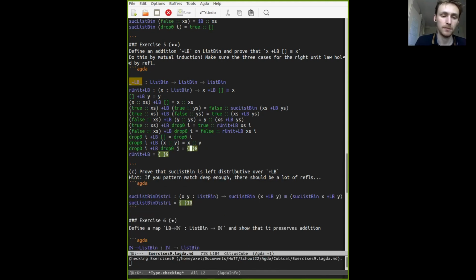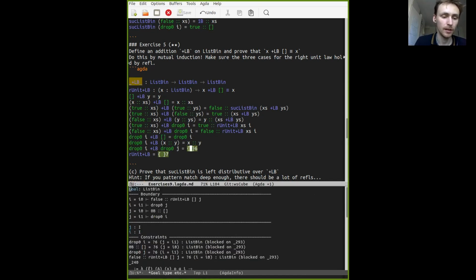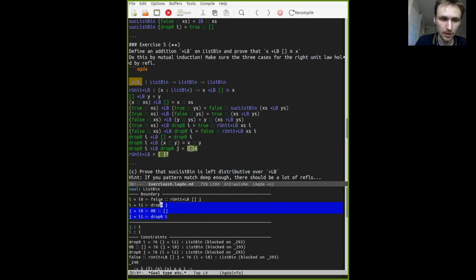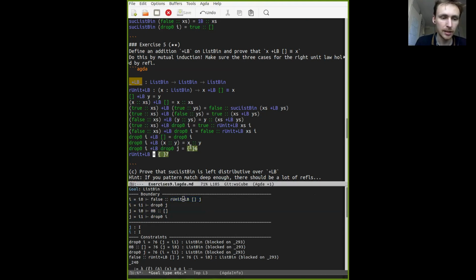And now we have this annoying thing here. And this is going to be hard to fill for us now because we don't know what this right unit law is. Hopefully this is going to be REFL, but we don't know this yet. So let's wait with this goal and instead go on to define our right unit law.